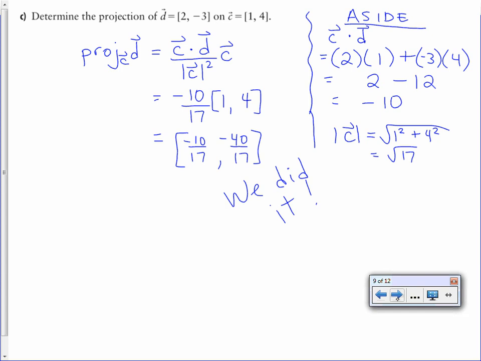We were so excited that we did it at the end of the period yesterday, or on Friday. So this is the way I would see on a test or on an assignment, like an assignment next week, for example. This is totally what I would do. I would do a dot product calculation at the side, a magnitude calculation at the side, and then just plug those values in and get my answer.